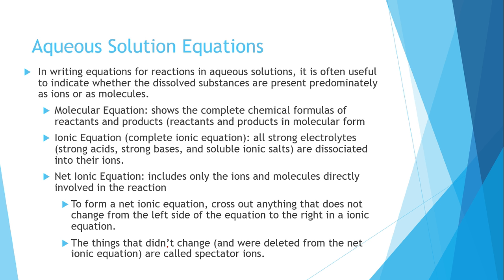So in writing equations for reactions in solutions, it's often helpful to indicate whether a substance that is dissolved is predominantly ions, or do they tend to stay together as a whole molecule? Well, we usually represent this using different equations. The first one that most of you are familiar with is a molecular equation. And this is the one that you've seen all year long, where I give you a chemical formula of the reactants and products. The two new ones are ionic and net ionic.